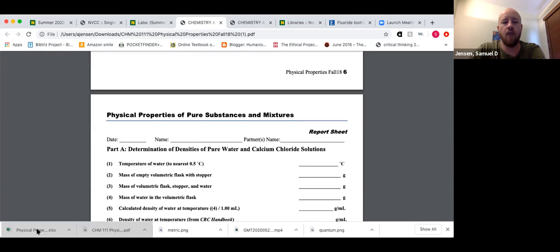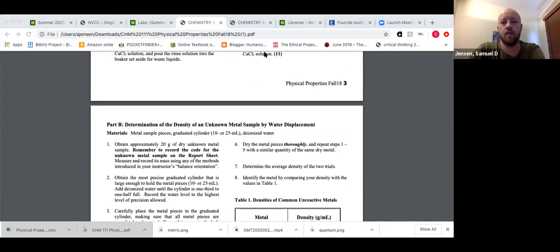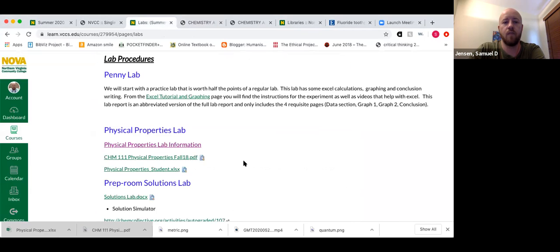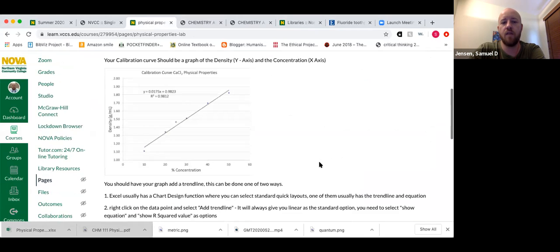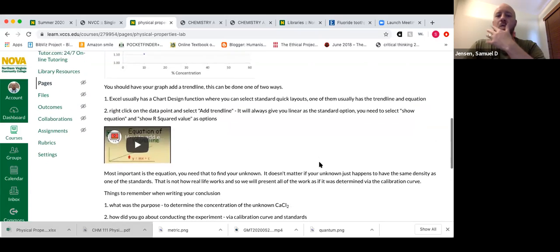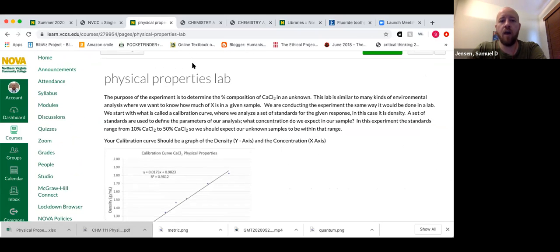Now, I've given you a, let's see if we can go back to this. All right. So there is a link here with the physical properties information. So a lot of this is going to be the same stuff I'm going to cover here in a minute. Okay. But the third link there was an Excel sheet. So let me switch over to that.